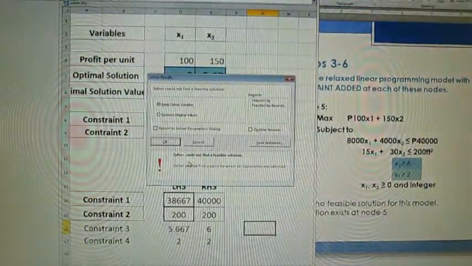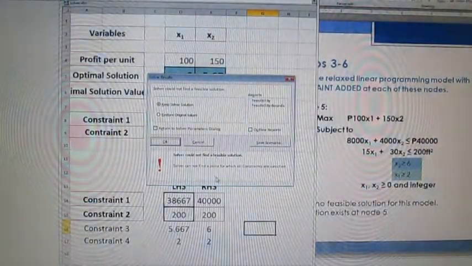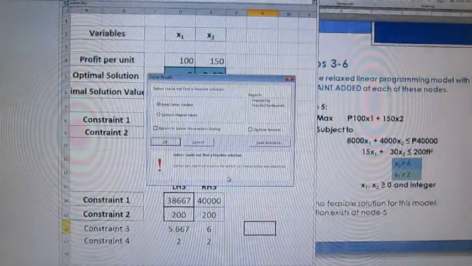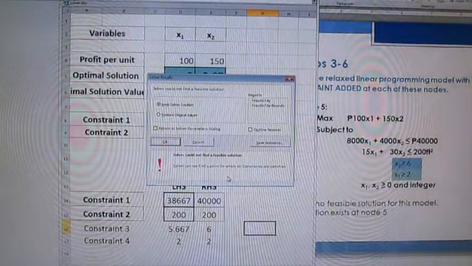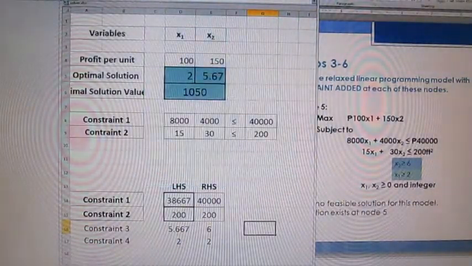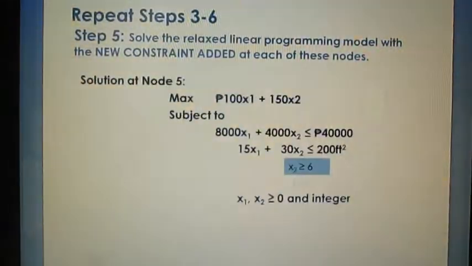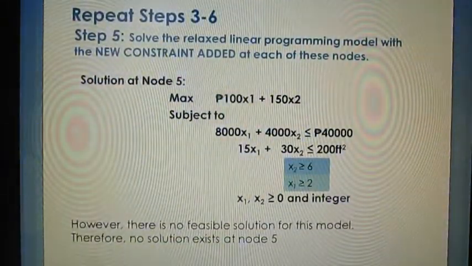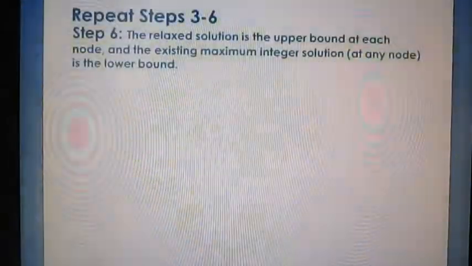Makikita dito, sabi, solver could not find a feasible solution. Solver cannot find a point for which all constraints are satisfied. Yun yung sabi ng solver. So, meaning, yung node 5, infeasible siya. However, there is no feasible solution for this model. Therefore, no solution exists at node 5.